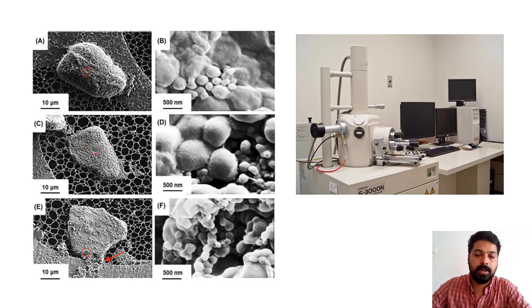This is how an SEM image looks. You can see the same image on the left-hand side in the micrometer range, and when you take its enlarged view, you can see it on the right. Similarly, you can see the image of this one: there is 10 micrometer, and when you enlarge it, you can see it at 500 nanometers.